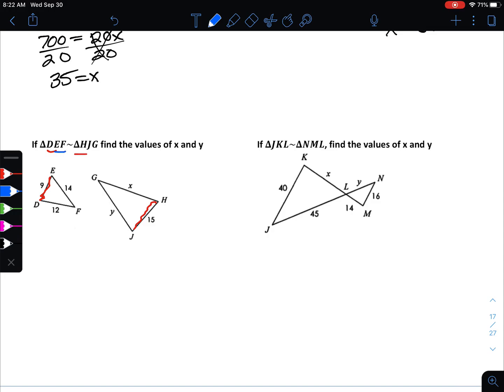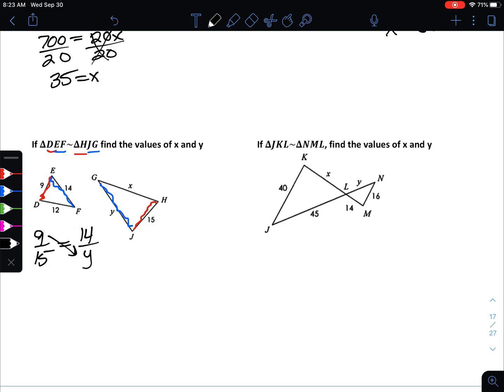Our next one is that EF matches with JG. So EF right here, JG right here, which is also good news. We've got another pair of sides that match with each other. So let's go ahead and set up our first proportion. We had the two red sides, so the 9 goes to the 15, equals the two blue sides, so the 14 goes to the y.